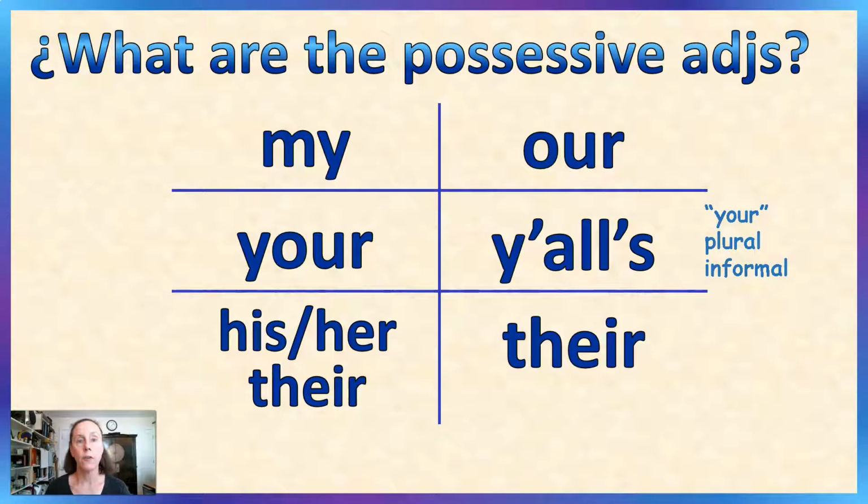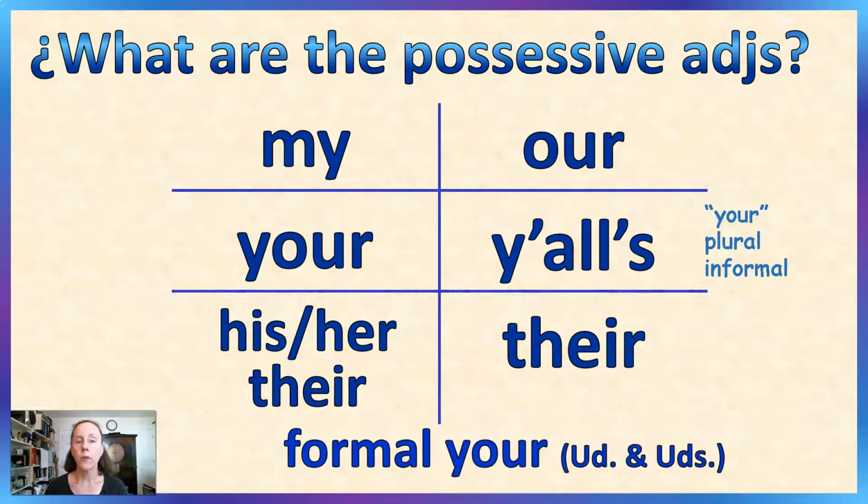So this would be the version of your that you would use if you were talking to a group of your friends or a group of children or other people that you know really well. And then for the third person plural, we have their. So if you want to say a group of people own something, it is their object. And then lastly, remember that we have the formal your in Spanish, because not only do we have the tú and vosotros, but we also have the formal version of saying you, which is usted and ustedes.